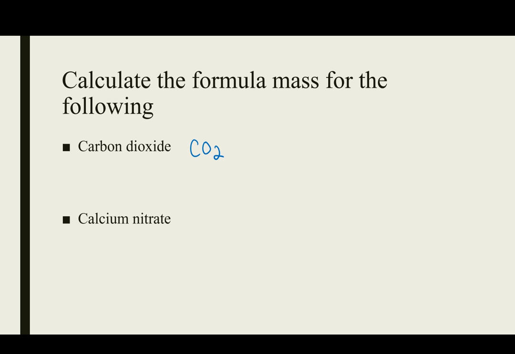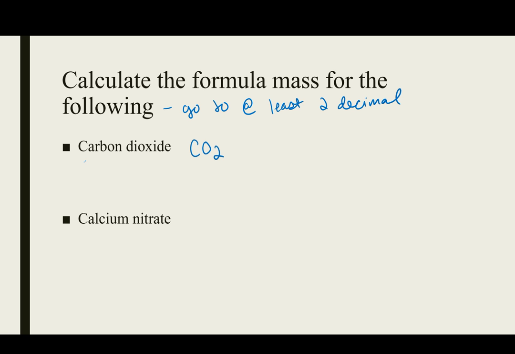And when we're calculating the formula mass, you're going to go to at least 2 decimals. Sometimes your periodic table goes to more, sometimes it goes to less. If it goes to less, that's fine, but you want to go to at least 2 decimals if you are able to.